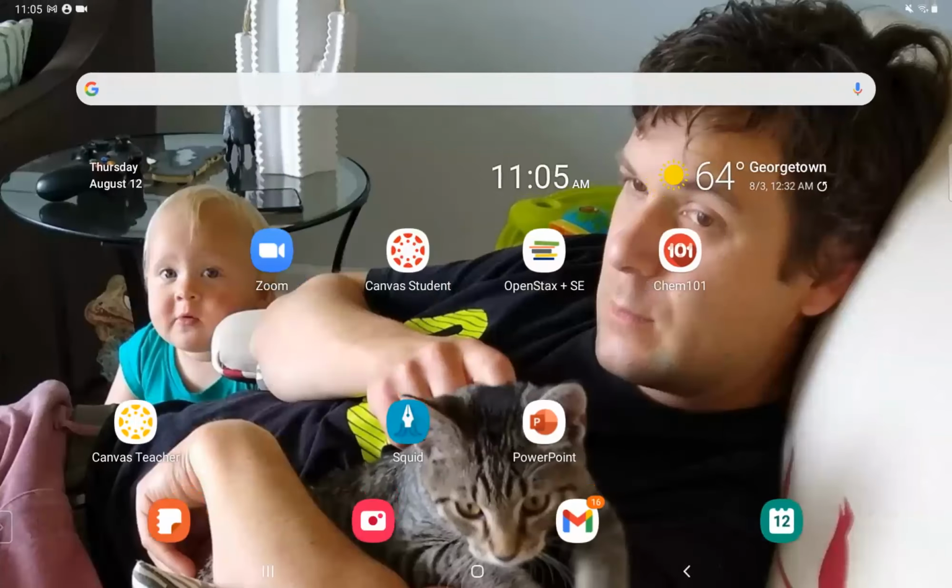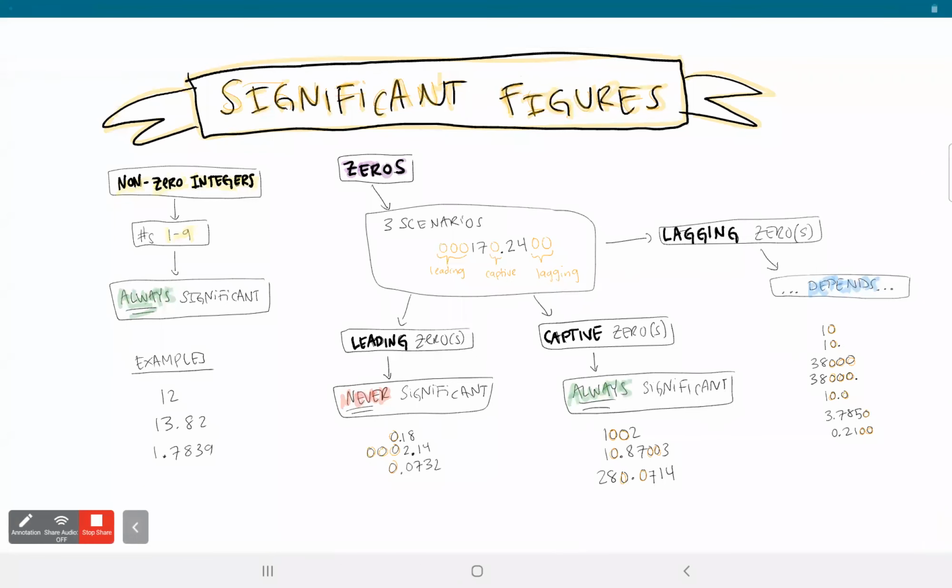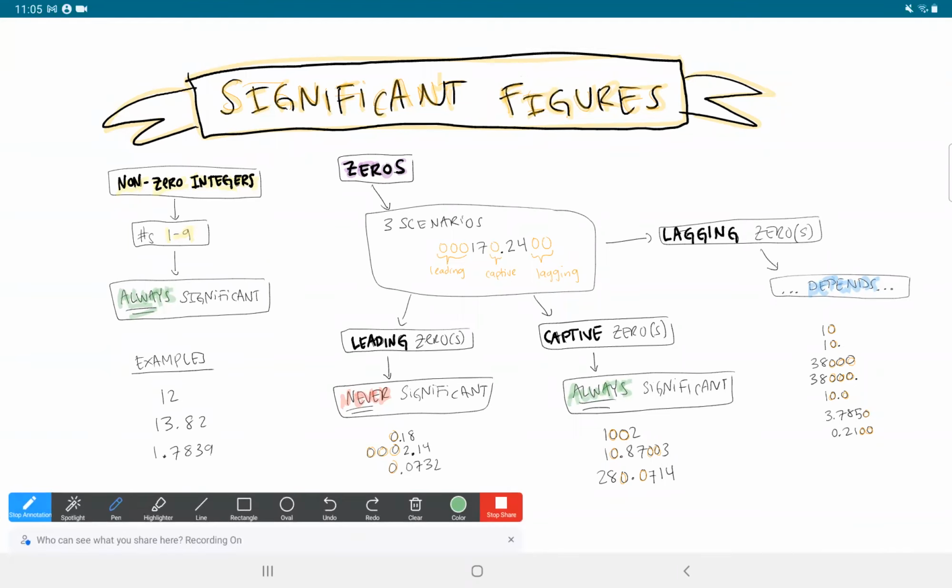All right, so with this video, we are going to talk about significant figures in chemistry. I would like to draw your attention to there's really two major numbers when it comes to significant figures, and we're going to have our non-zero integers and our zero integers. All right, so let's look at examples of non-zero integers first.